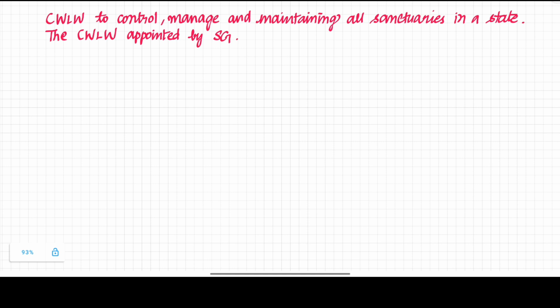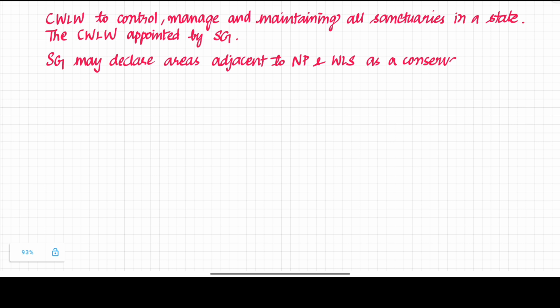The central government declares the national parks, right? And we have the state governments. They may declare the areas adjacent to a national park and the wildlife sanctuary as a conservation reserve. The bill empowers the central government to also notify this conservation reserve.